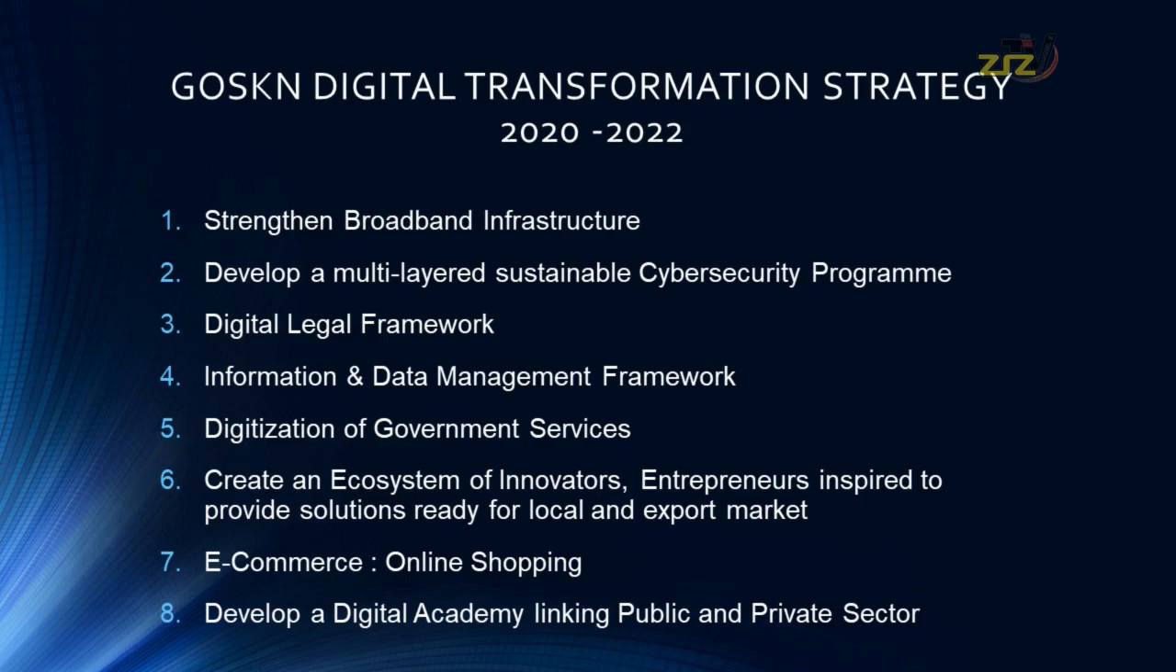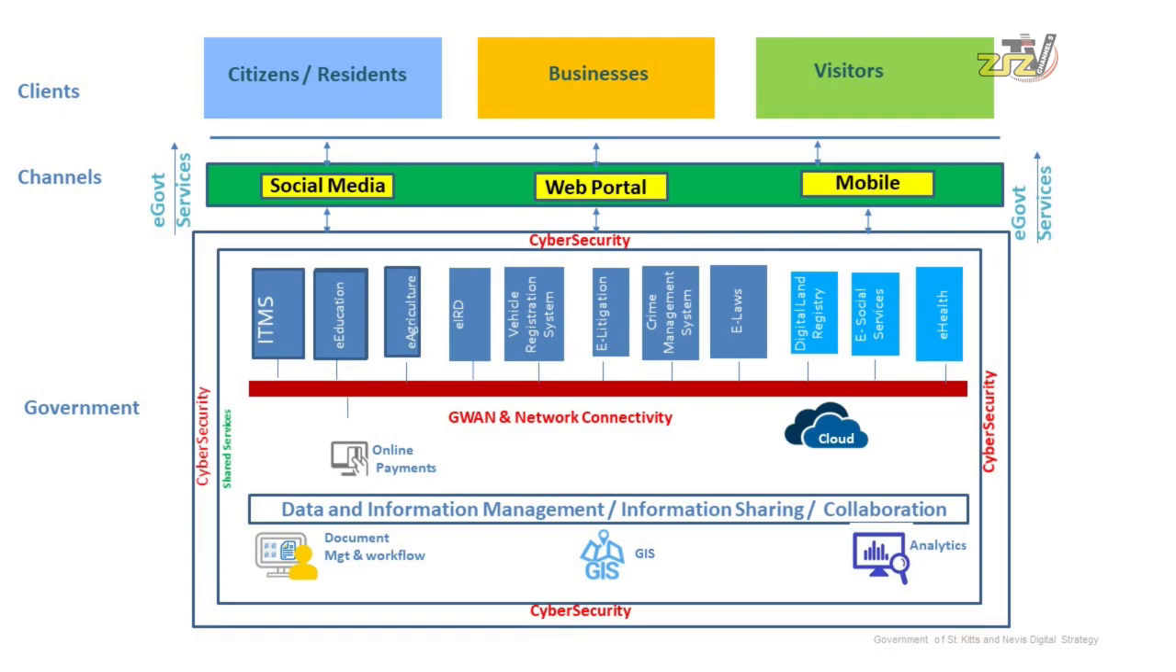E-commerce and online shopping. We would have seen a fast track of the e-commerce. We were planning to have e-commerce roll out within a year. I can see it roll out in 3 to 6 months. And even in some areas, it was done in 2 weeks. So we can see a progressive move of acceleration of digital transformation. As we highlight in the next slide, where we look at a breakout of the clients, channels, and government, we can see over time, the government will be building out more and more of its services online to be able to allow its citizens, businesses, and visitors to interact with government through social media, web portal, and through mobile.